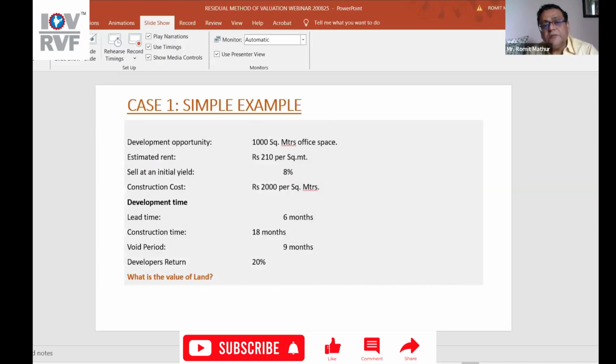It's a very simple example. Now suppose there is a development opportunity of 1,000 square meter office space. It's a case of a leased property. The estimated rent is 210 per square feet. Initial yield expected is 8%. Construction cost is 2,000 per square meter. Lead time is 6 months. This time will probably go into development, planning, getting money, and so on. Construction period is 18 months. Void period is 9 months, the time to actually lease out the property. The developer wants a return of 20%. What is the value of the land?